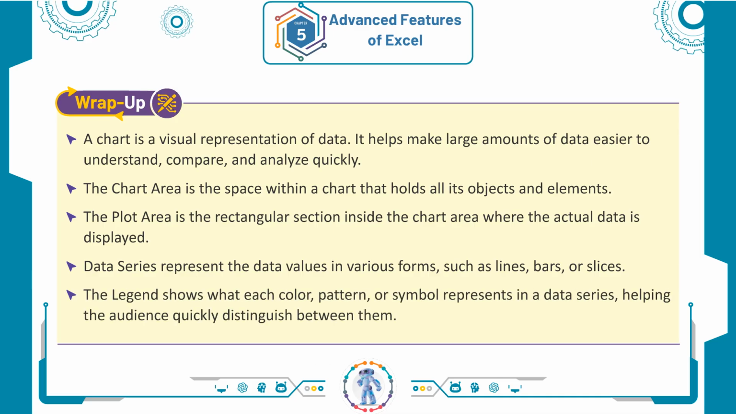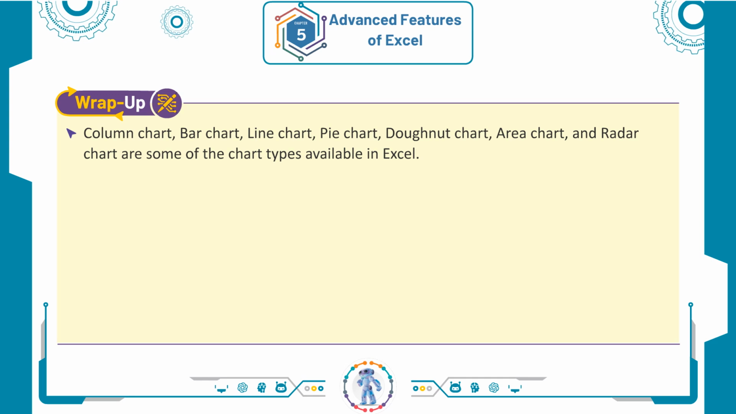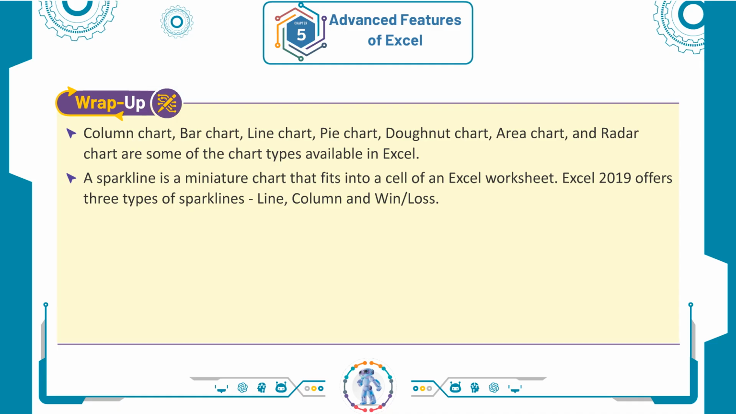The legend shows what each color, pattern, or symbol represents in a data series, helping the audience quickly distinguish between them. Column chart, bar chart, line chart, pie chart, donut chart, area chart, and radar chart are some of the chart types available in Excel. A sparkline is a miniature chart that fits into a cell of an Excel worksheet. Excel 2019 offers 3 types of sparklines: line, column, and win-loss.